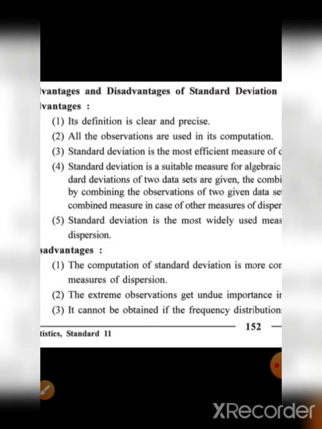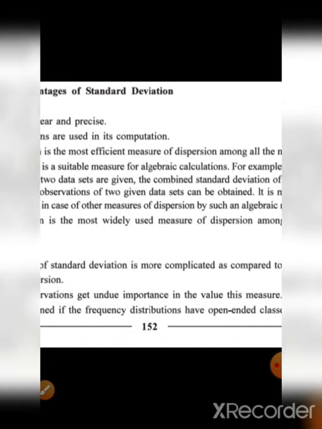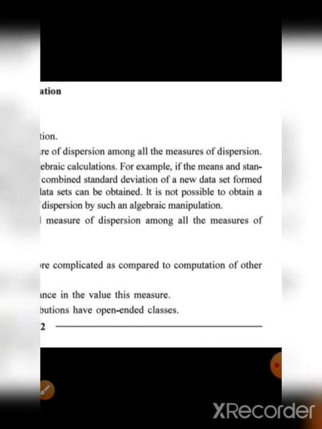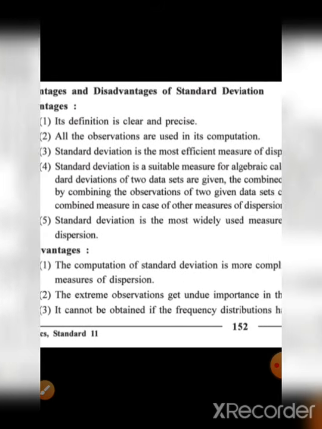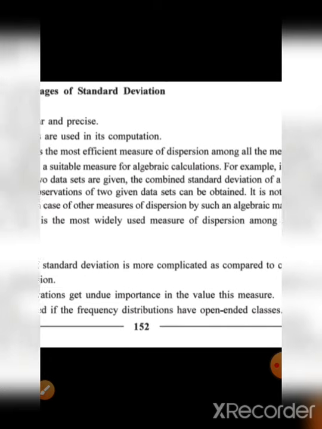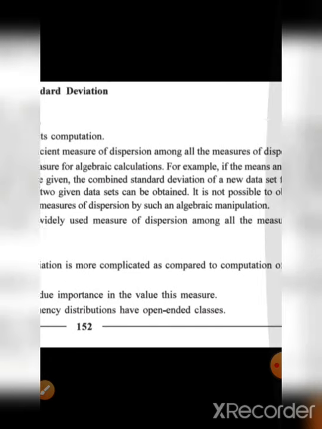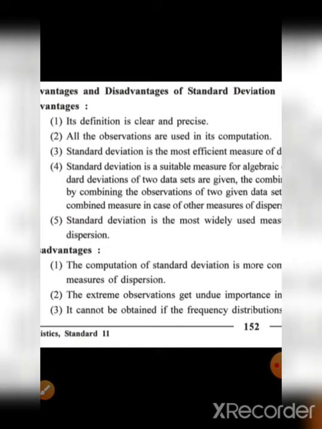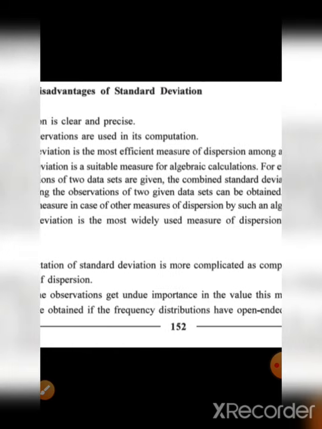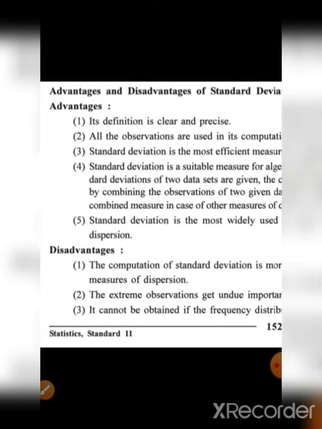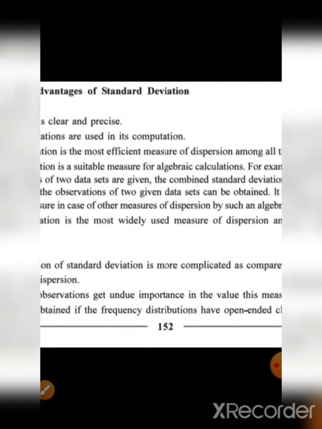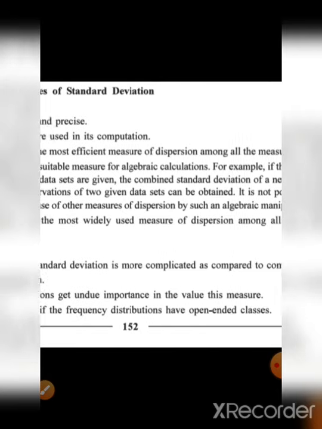Right, similarly, see the fourth advantage: that the standard deviation is a suitable measure for algebraic calculations. For example, if the mean and the standard deviation of two data sets are given, then the combined standard deviation of a new set formed by combining the observations of the two given data sets can be obtained. It is not possible to obtain a combined measure in case of the other measures of dispersion by such an algebraic manipulation. Yes, children.